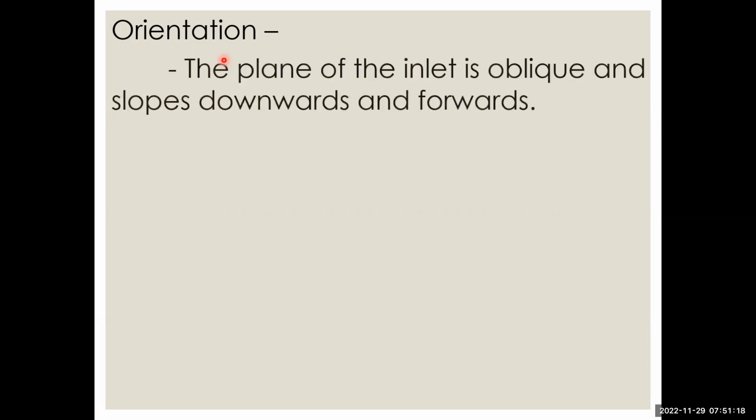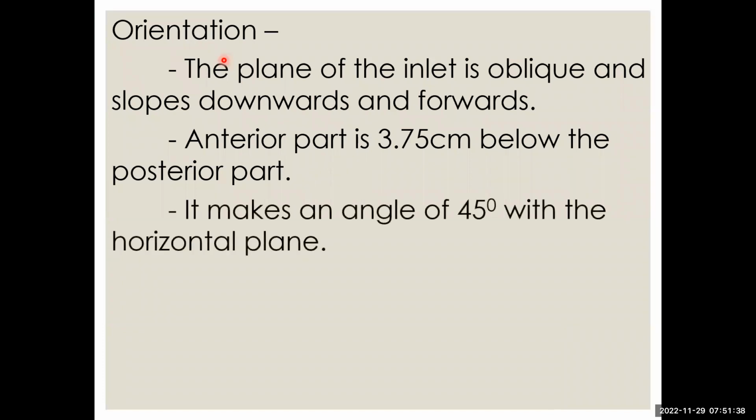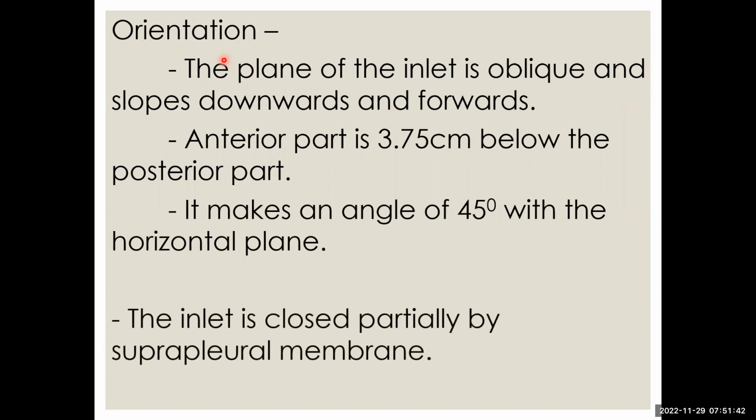Orientation: it is not completely horizontal. It lies oblique. The plane of the inlet is oblique and slopes downwards and forwards. Means the posterior part of the inlet of thorax is higher than the anterior part. Anterior part is 3.75 centimeter below the posterior part. It makes an angle of 45 degree with the horizontal plane. The inlet is closed partially by suprapleural membrane.